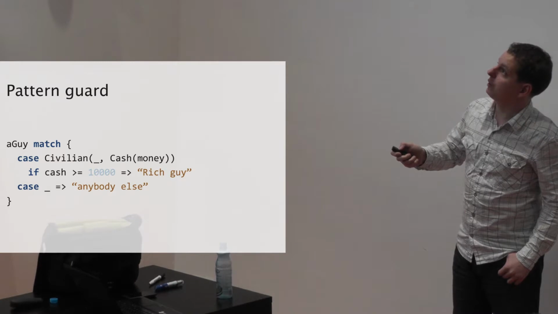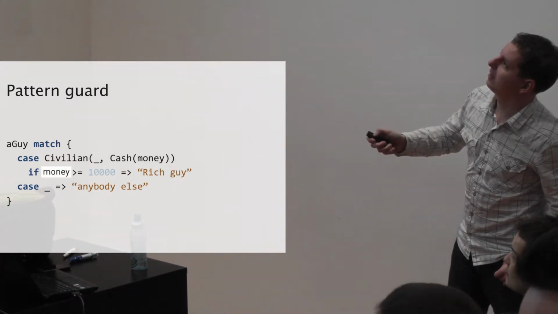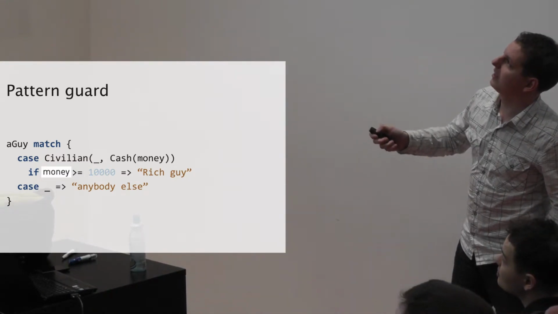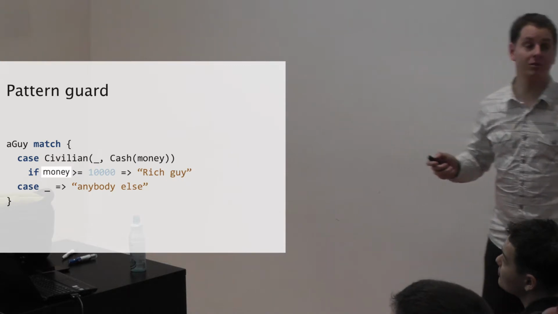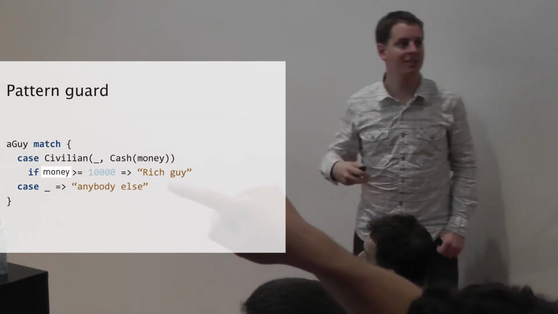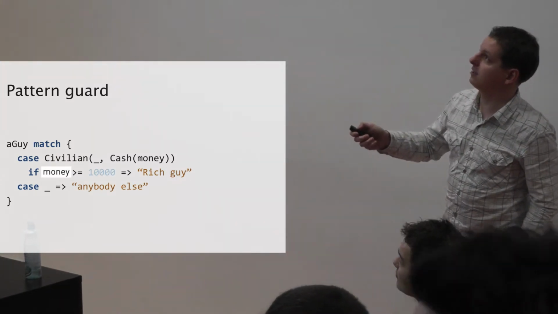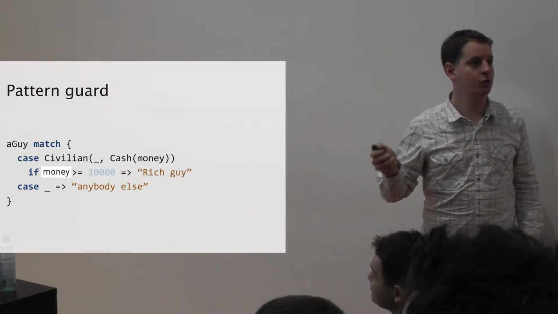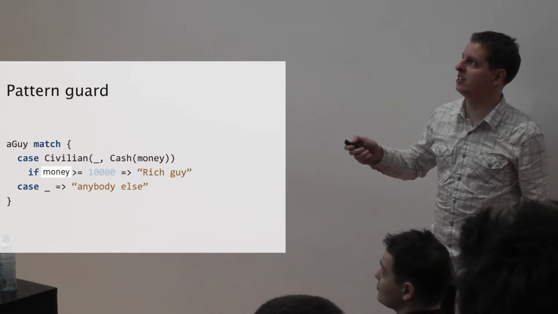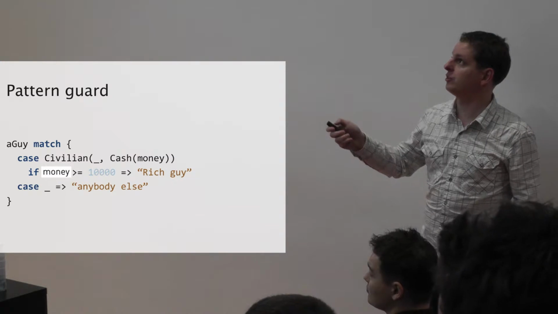Sorry, there is a typo. This should be money, not cash. You can put an if expression, an if clause, and it's still in the definition of the branch. So it's not a nested if expression. It's a part of the pattern. So this will match a civilian whose cash is at least 10,000, and then it matches and returns a rich guy.